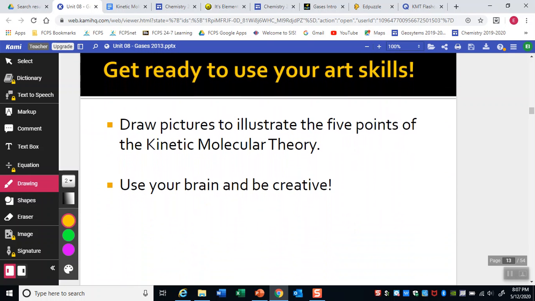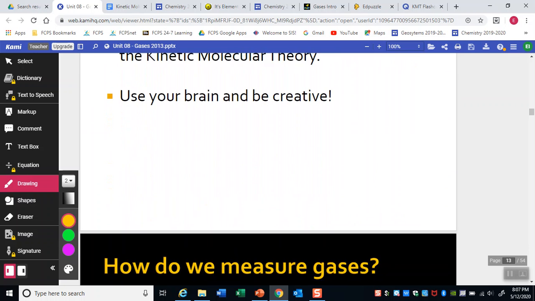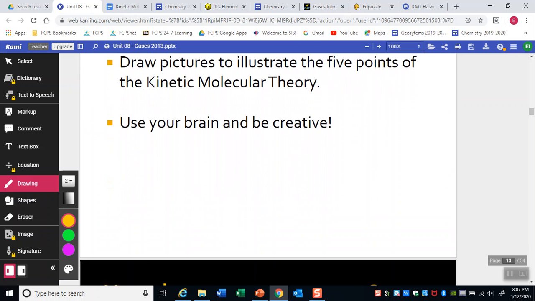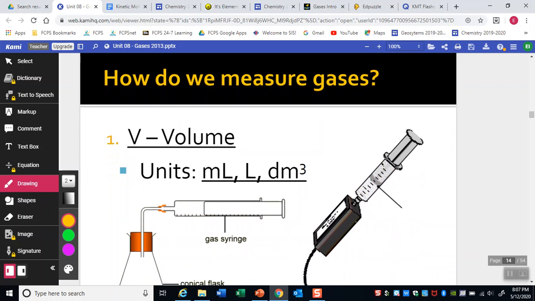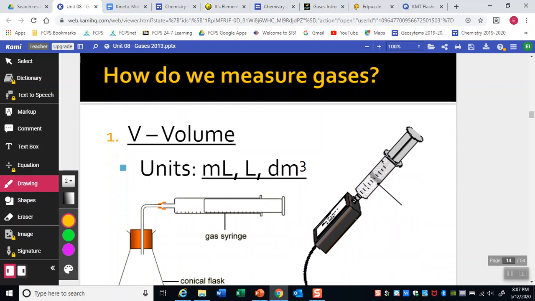So you want to be able to draw these 5 points of kinetic molecular theory. All right, so try to remember those 5 points and then draw a picture of what that would look like. All right, so the next thing we need to be able to do is measure gases.